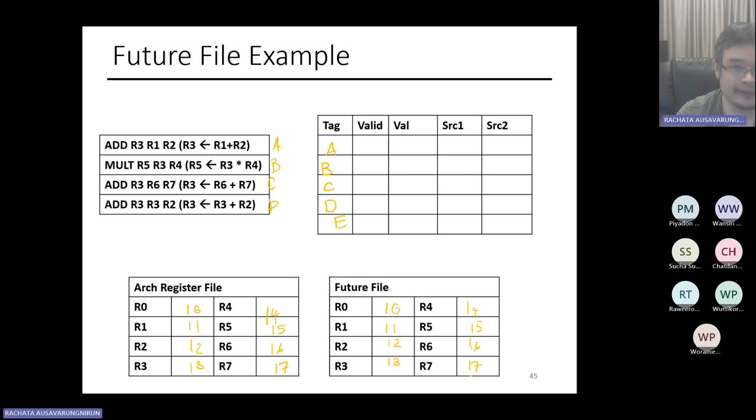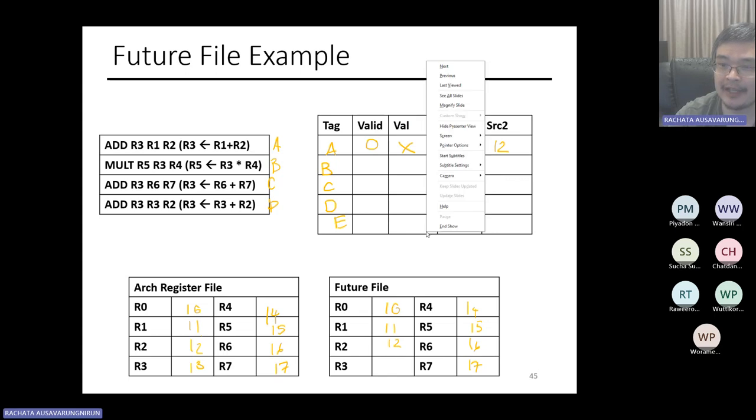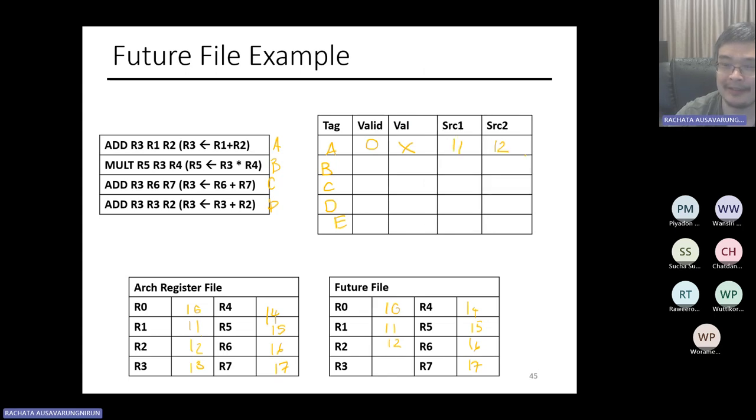You fetch the first instruction. You need R1 and R2. You look at the future file. It's 11 and 12. I don't know the value, it's not valid. Then it's modifying R3. Because it's modifying R3, I would just say, hey, future file, update this. R3 comes from A. The architectural file stays the same.